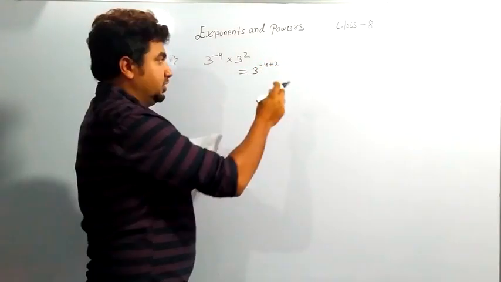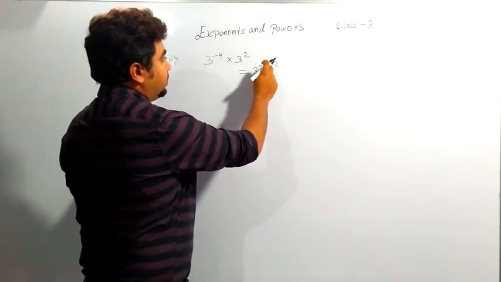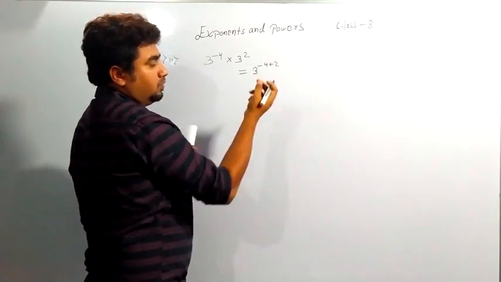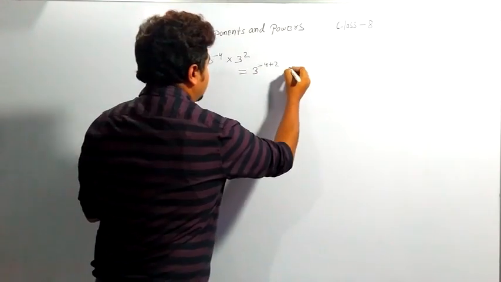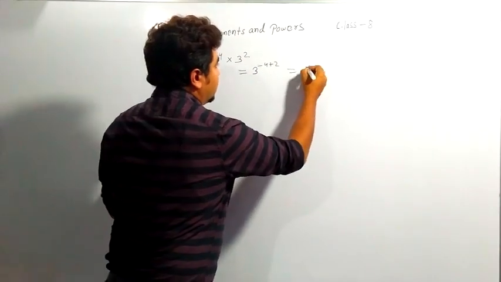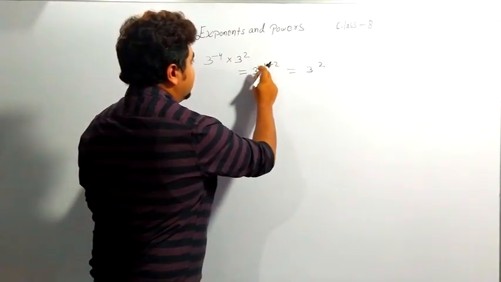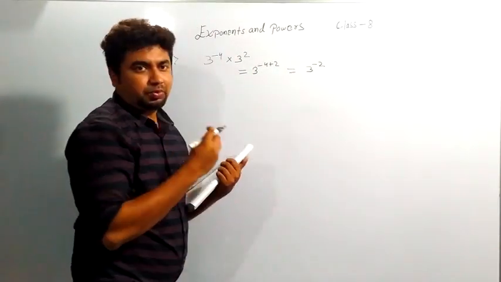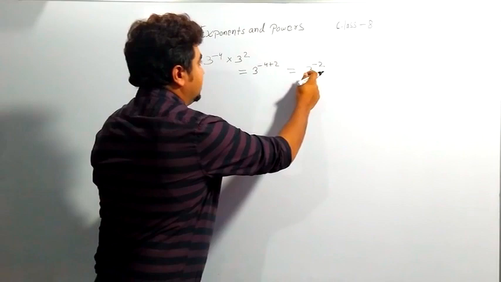Minus 4 plus 2 means you don't have to add. It means it is 4 minus 2, where the sign of 4 is minus, so you have to do minus. It will be equal to 4 minus 2, which is 2, and the sign of 4 is minus, so that's why it will be minus, because 4 is the bigger number. That's why 3 to the power minus 2.